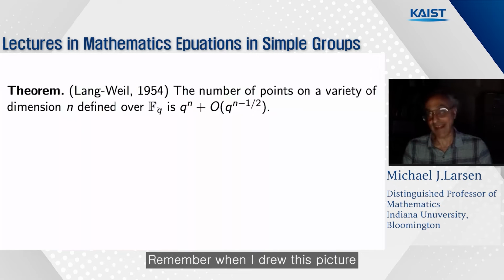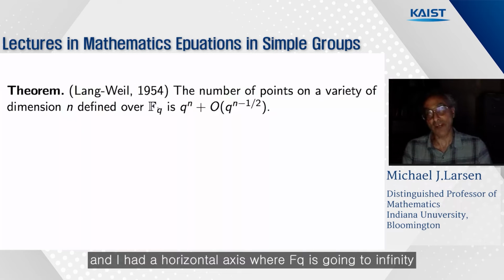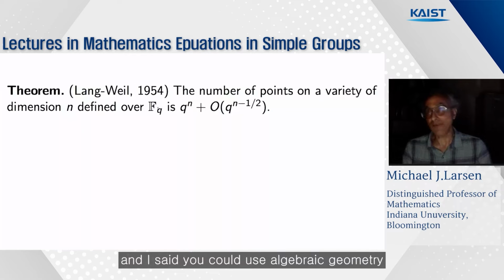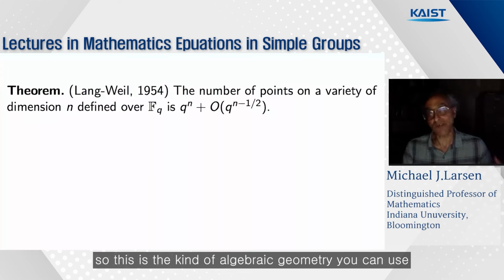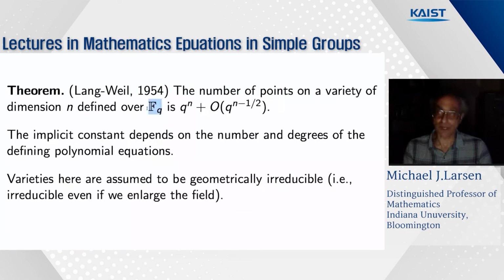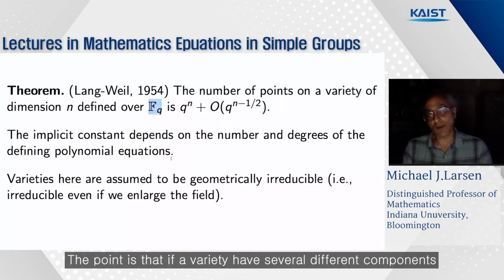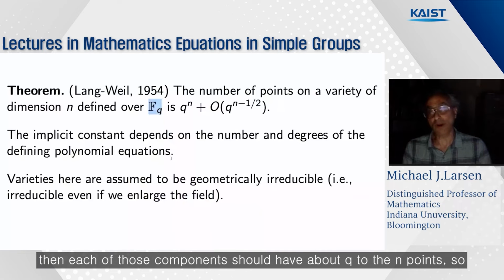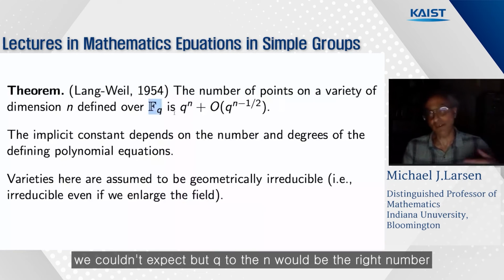Remember when I drew this picture and I had a horizontal axis where F_q is going to infinity, and I said you could use algebraic geometry. So this is the kind of algebraic geometry you can use. Now, or algebraic closure. The point is that if a variety has several different components, then each of those components should have about q to the n points. So you couldn't expect that q to the n would be the right number.